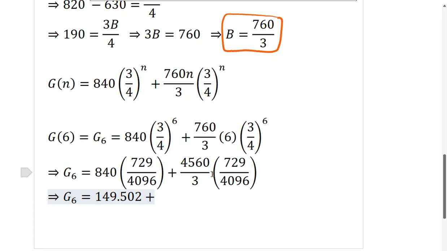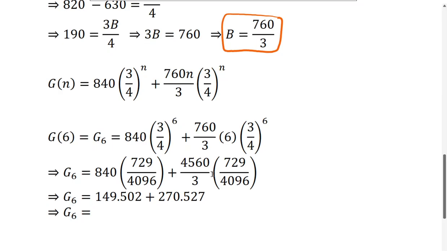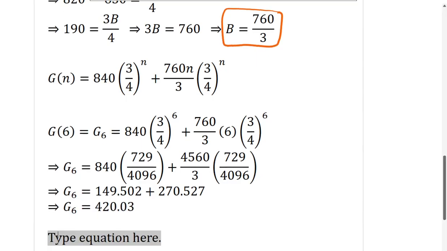So 760 by 6 is still 4560 divided by 3. Then multiply it by 729/4096, and that gets you 270.527, and then adding that to our 149.502 gives us 420.03, and then it says to the nearest billion. So the answer is G6 equals 420.